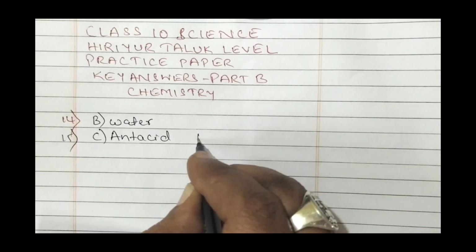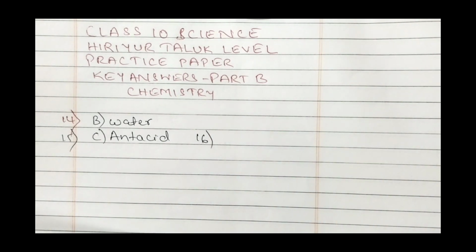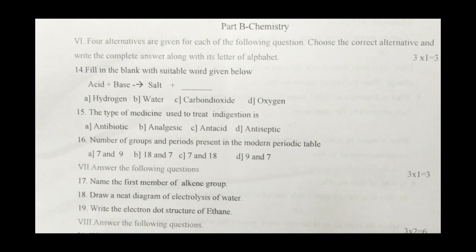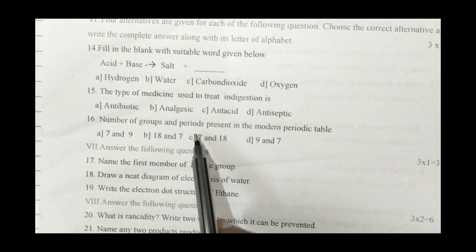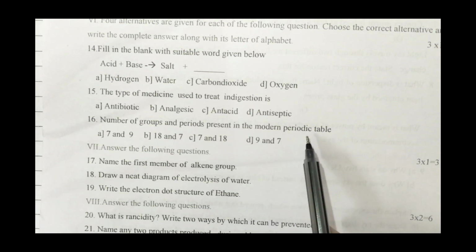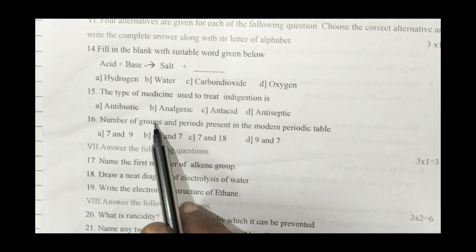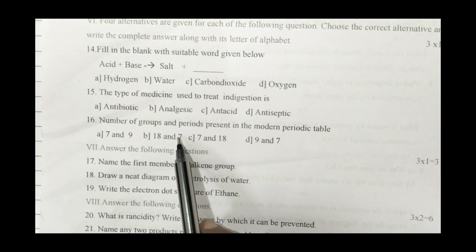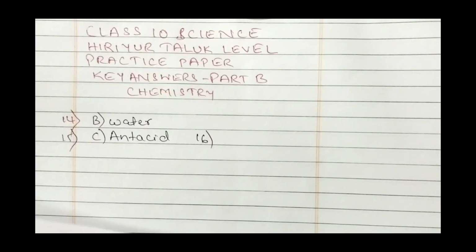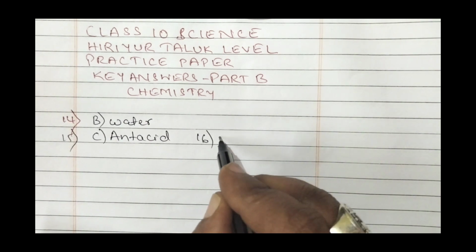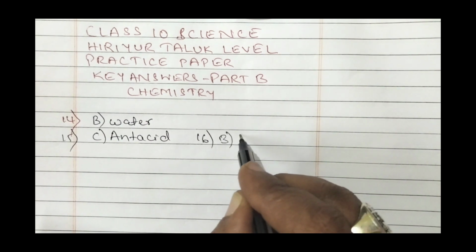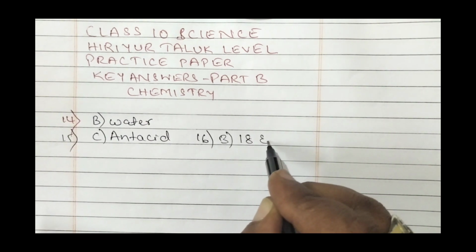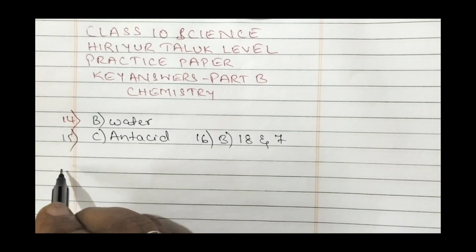Now let us move for question number 16. They have given number of groups and periods present in the modern periodic table. Group 18, period 7. So the right answer for 16 is option B. Number of groups is 18 and number of periods is 7.